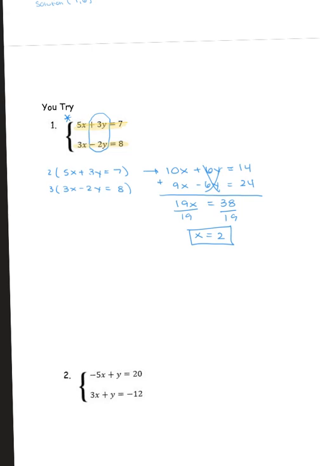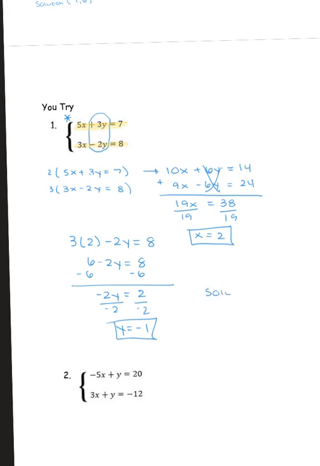So I'm going to choose the second equation, which is 3 times 2, since my x value is 2, minus 2y equals 8. 6 minus 2y equals 8. Subtract 6 from both sides. Negative 2y is equal to 2. Divide both sides by negative 2. y is equal to negative 1. Again, we always write our solution with our x value first, which is 2, and then our y value. That's how we always write our coordinates, okay?